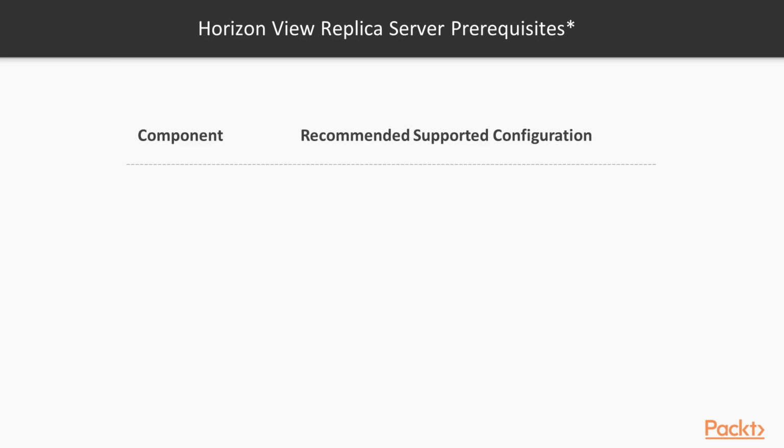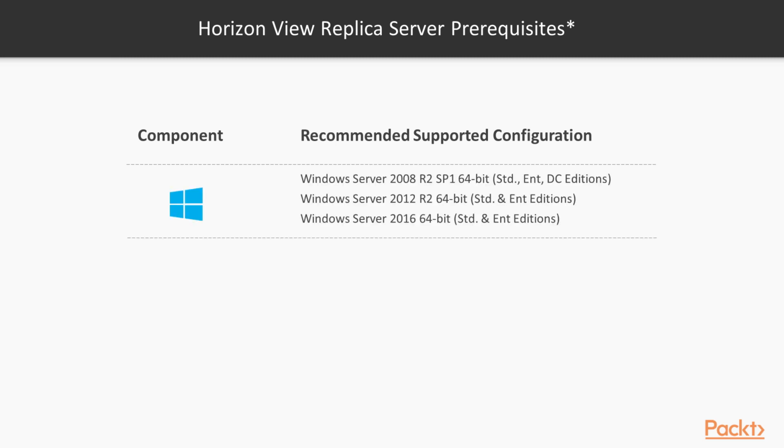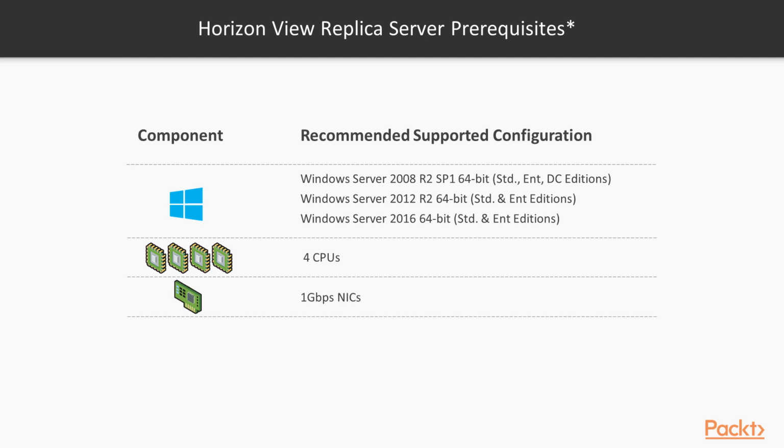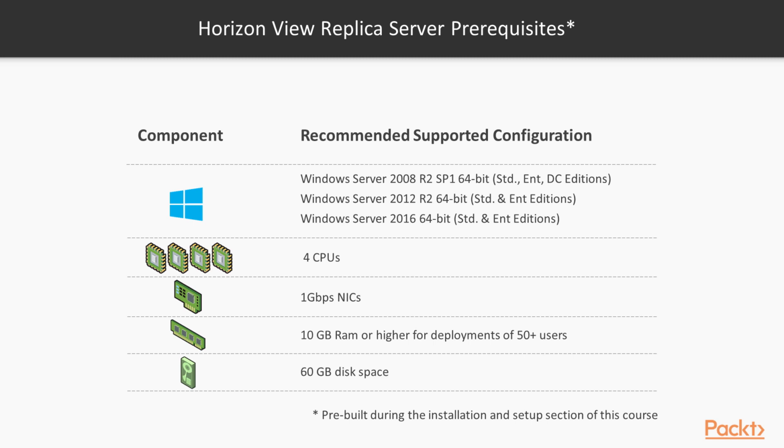As the replica server is just another role of the connection server, it's no surprise that it needs to be built with the same configuration. It will need to be running either Windows Server 2008, 2012 or 2016, have 4 virtual CPUs, a 1 gig network card, 10 gig of memory and 60 gig of disk space for the install. This machine was pre-built during the installation and setup part right at the beginning of this course.